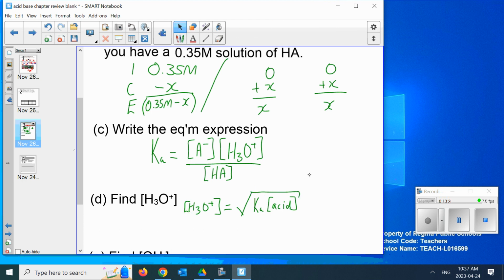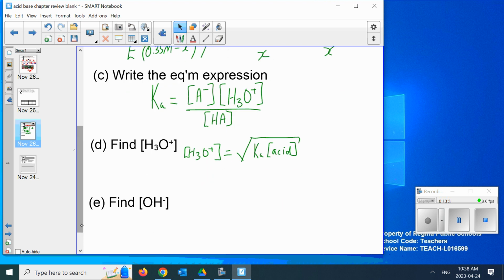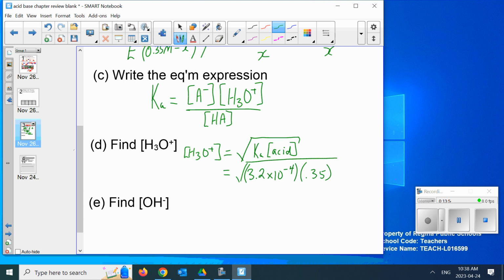Okay. So I plug my stuff into here, and this one's not hard for manipulation. So I have the Ka from above, 2.2 times 10 to the minus 4, multiplied by the concentration of the acid, 0.35. And I come up with 0.11. Good.